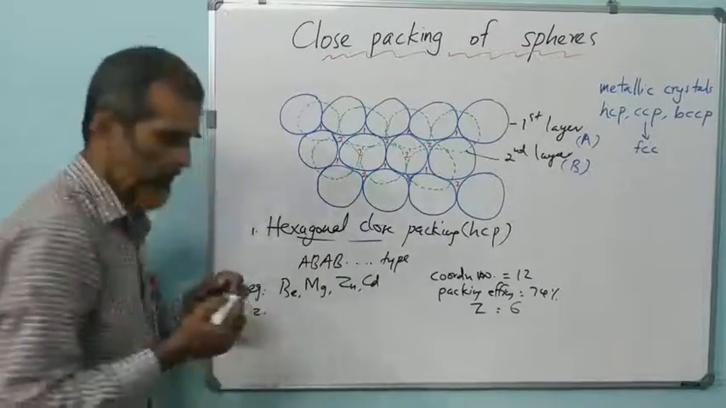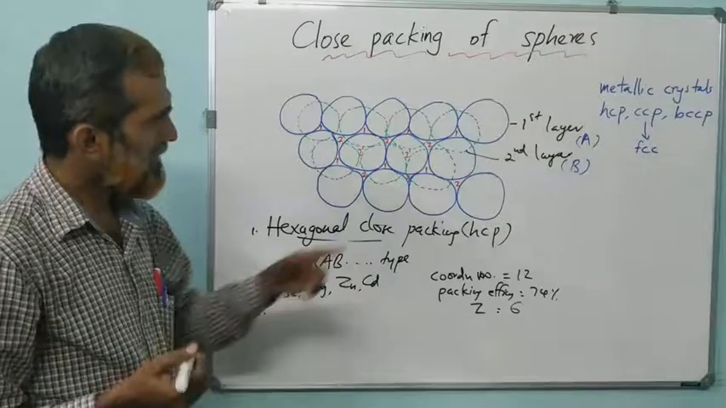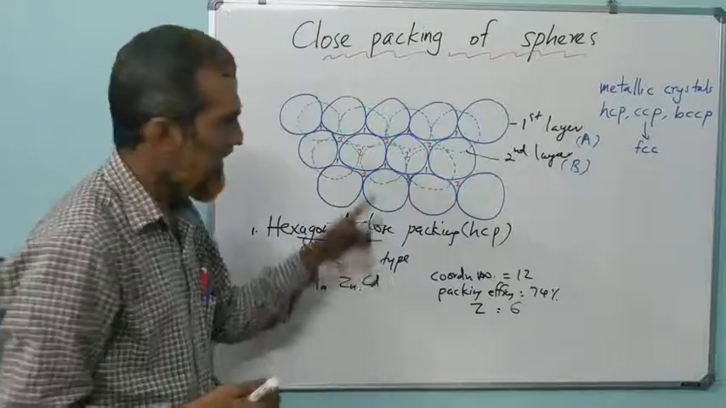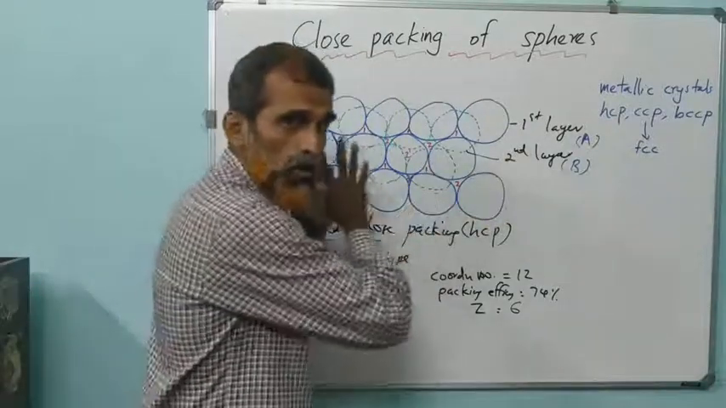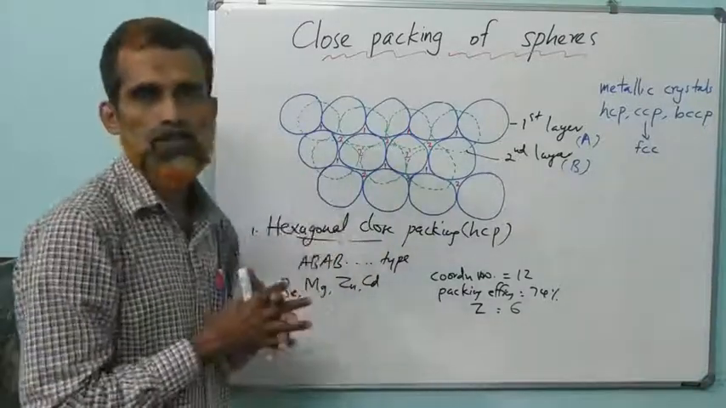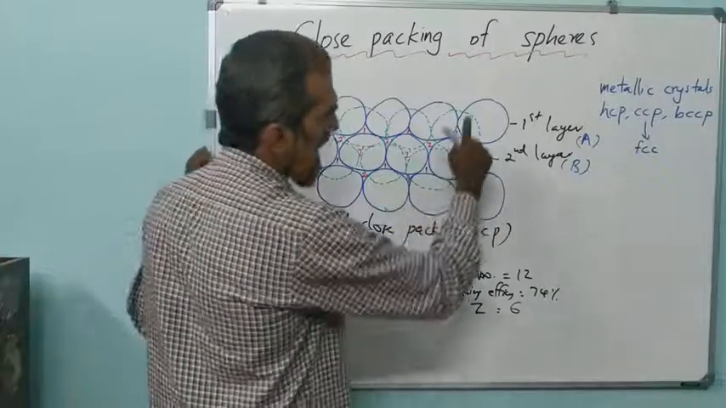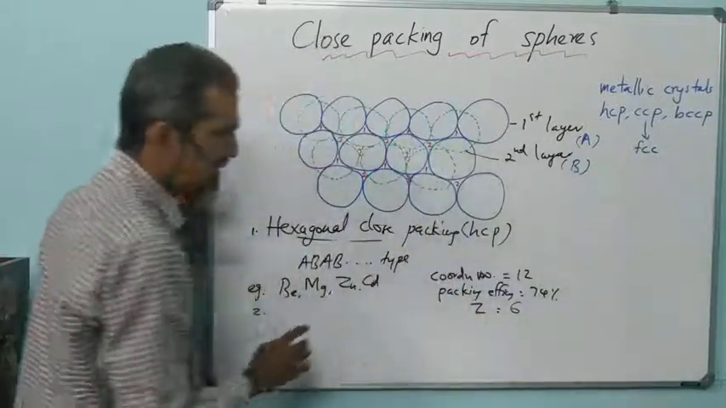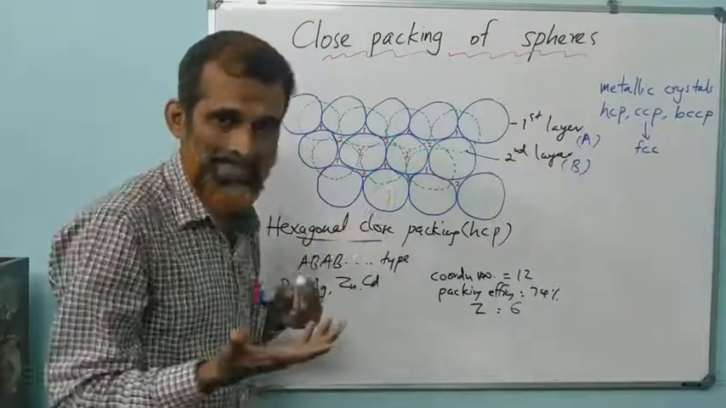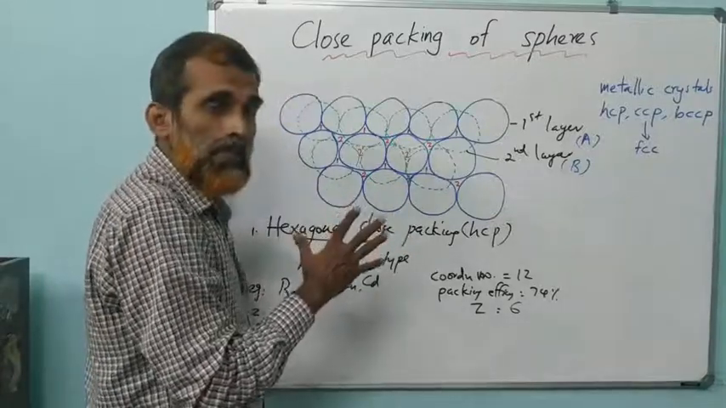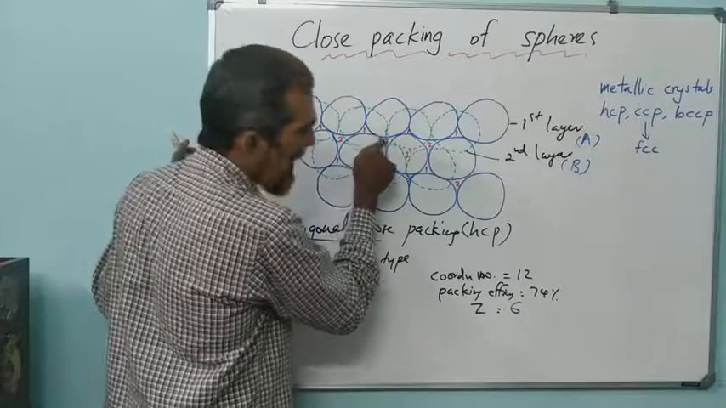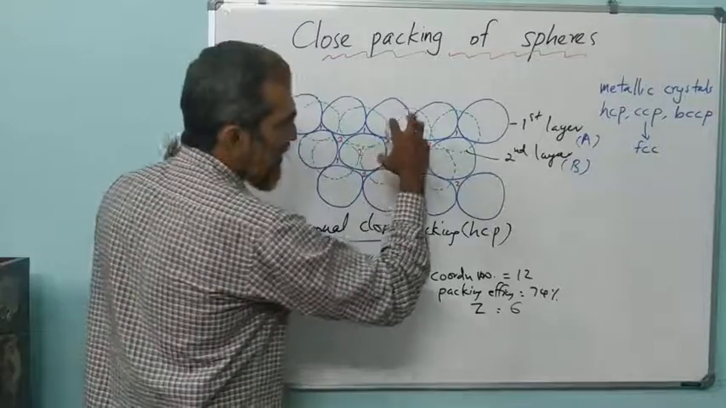Now the second type of close packing is that you are keeping the third layer in a different way. In HCP, we are keeping the third layer exactly above the first layer. I'm not drawing the third layer because that will make it very confusing, so you just have to imagine. Now the other option is what? I am keeping the third layer particles not above the first layer, but on the depression number 2. In HCP it is about 2 dash, so that it came above the first layer.